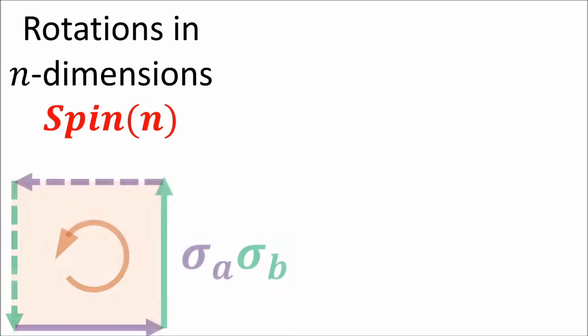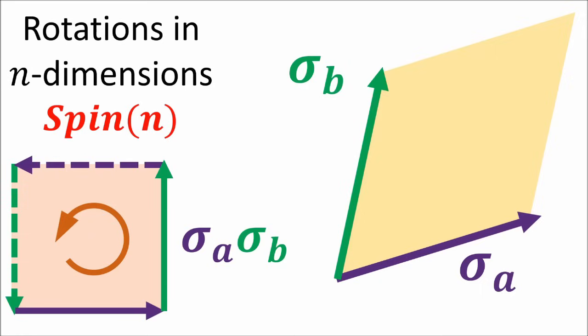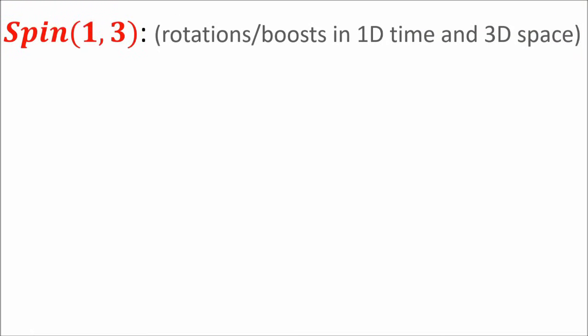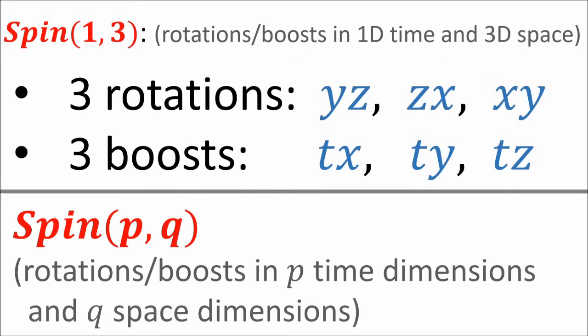Since bivectors in Clifford algebras always give us rotations, we can extend this pattern to work in any dimension n, where the bivector sigma a sigma b gives us a rotation in the AB plane. This is how we define the spin n group. We can also generalize this to spacetime. The group spin 1,3 gives us both rotations and Lorentz boosts in 1 time dimension and 3 space dimensions. Its generalization is spin p,q for rotations and boosts in p time dimensions and q space dimensions.